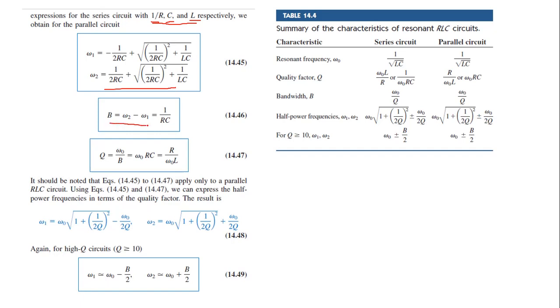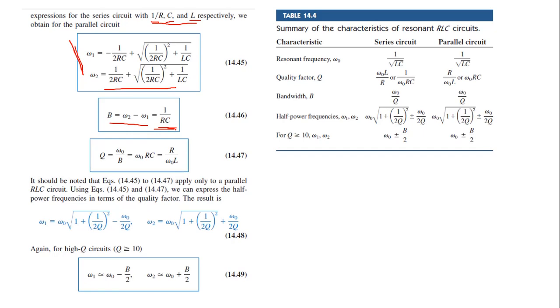Next is bandwidth. Bandwidth we know is the difference between half power frequencies, omega 2 minus omega 1. So substitute the values of omega 1 and omega 2 here and find out. We will get the value as 1 by RC. Or there is another way.